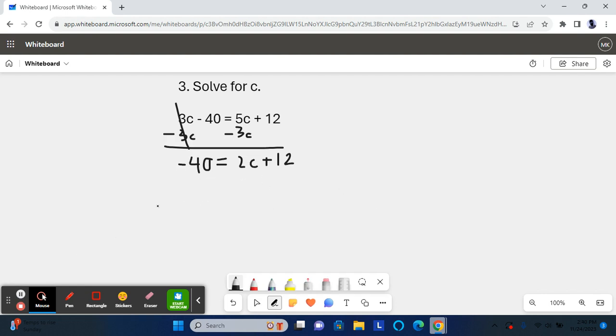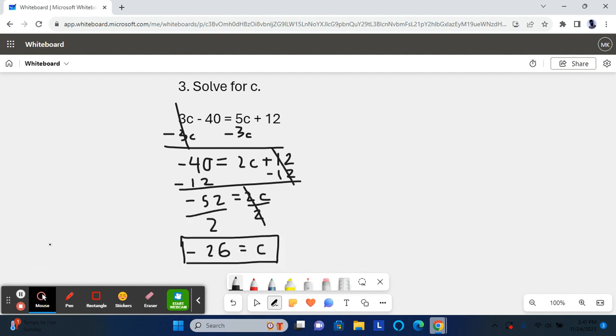And now we have to subtract 12 from both sides to leave 2c on its own. This gives us negative 52 equals 2c, and now we can isolate the variable c by dividing both sides by 2. This gives us negative 26 equals c.